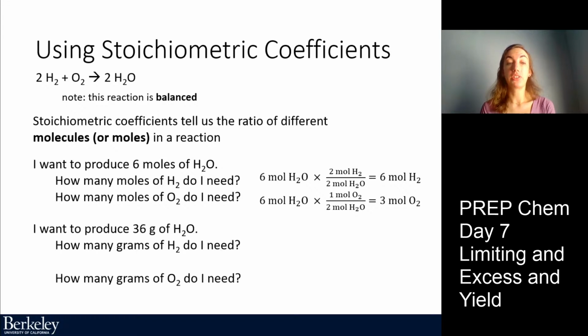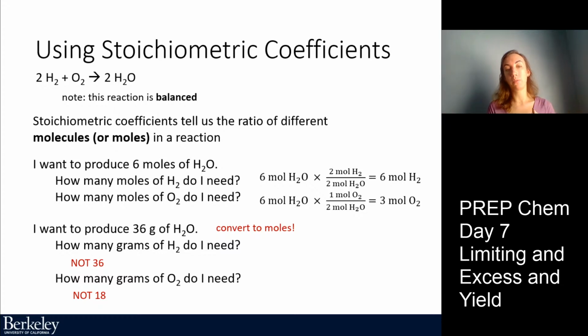Now, a related question that seems really similar is, I want to produce 36 grams of H2O. How many grams of H2 do I need, and how many grams of O2 do I need? Our first instinct might be to say that the same ratios that we used in the first part of this problem apply here. That's wrong. We have to convert to moles. If we didn't convert to moles, we would say, okay, I need the same number for H2 that I need for H2O, so therefore I need 36 grams, and I need half that for O2, so I need 18 grams.